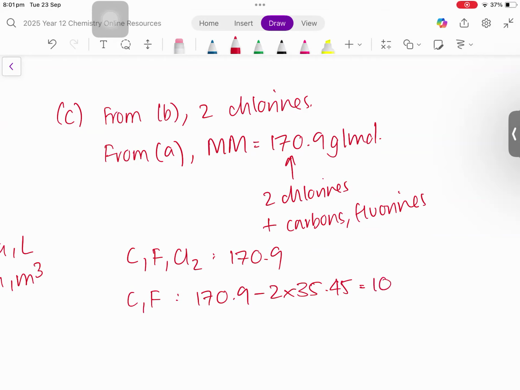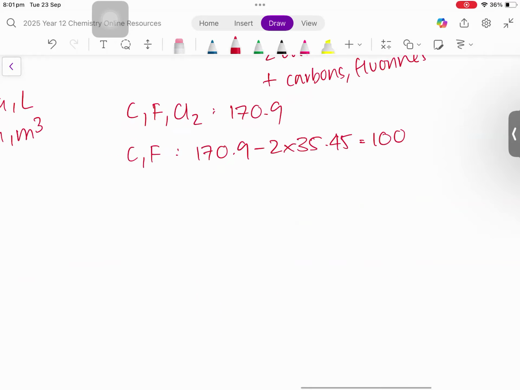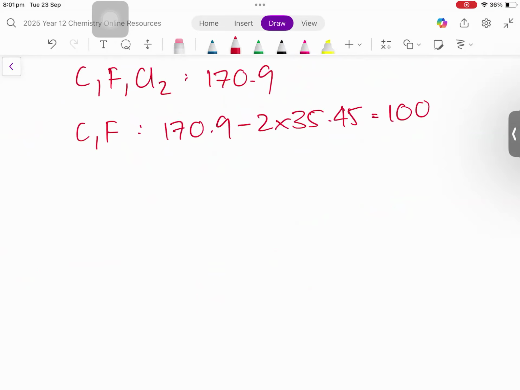100. So the carbons and the fluorines together is 100. There's two unknowns here. Normally from maths class, you need two equations to solve for two unknowns. We only have one, the number 100. If you don't have enough information to solve for things directly, you have to use trial and error. However many carbons there are, however many fluorines there are, those add up to be 100.